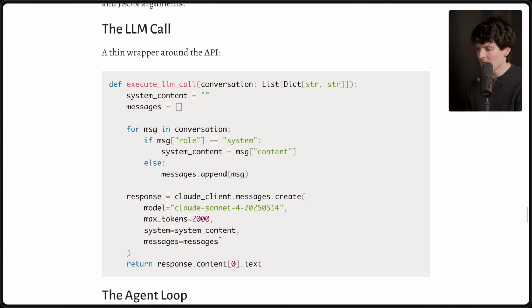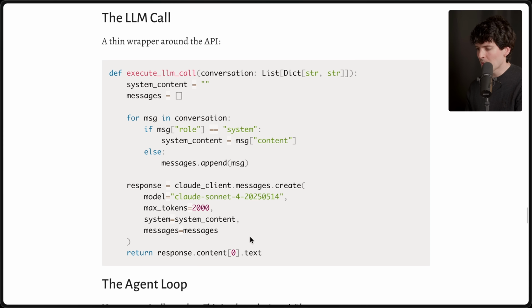And then when it's done, we have to actually make the calls. The LLM call couldn't be simpler. You have the system content, you have the messages, all the things from back and forth. If the message is the system message, we put that in the system content. Otherwise, we just append it to the messages array.